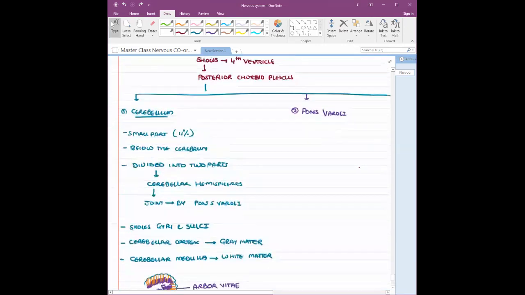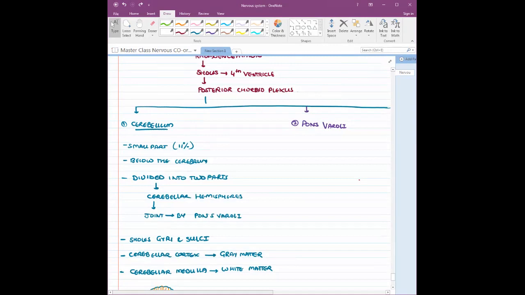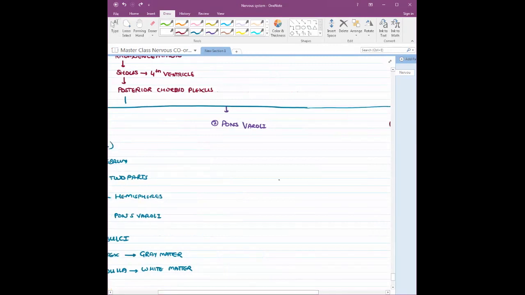Okay, so now let's try to see pons varoli. Where is it going to be exactly? Guys, pons varoli is going to be present below the cerebrum. Now guys, remember this thing. It is going to be present below the cerebrum, in front of your cerebellum, and on top of your medulla oblongata, that way.